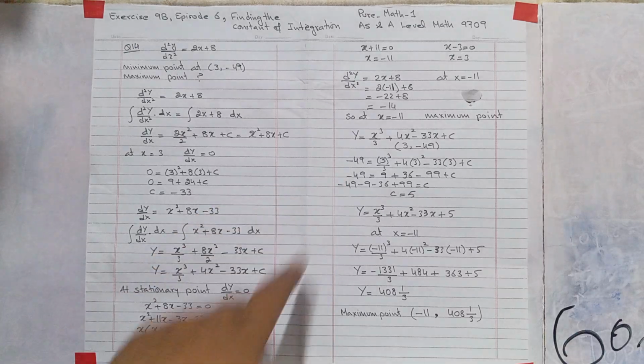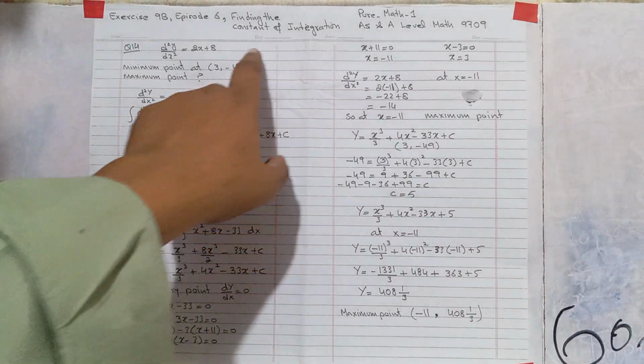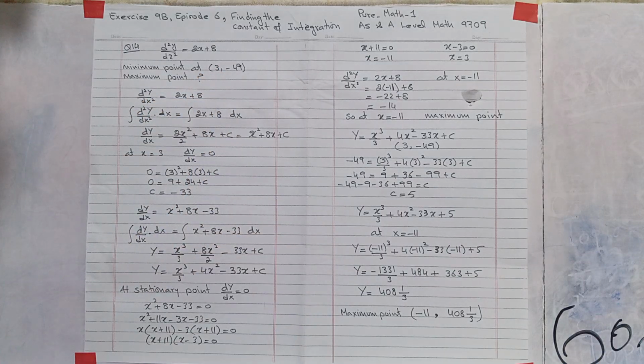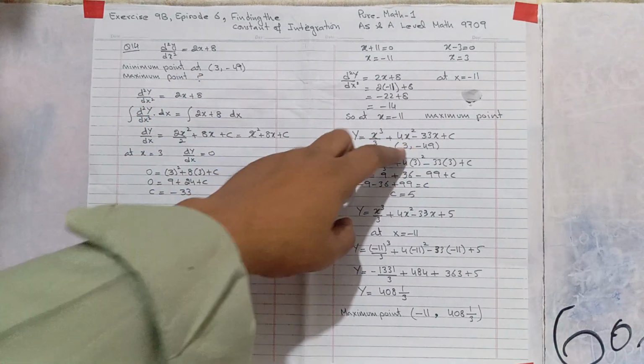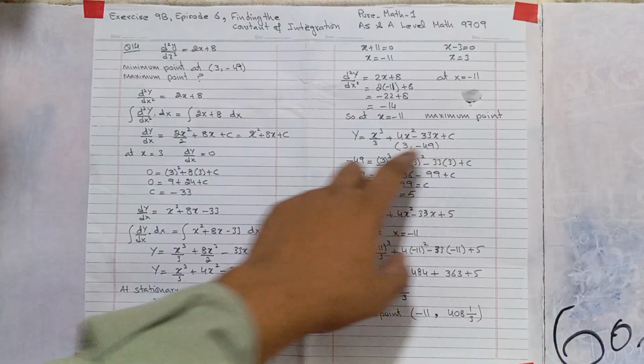So first of all, the equation of the curve, which still has a c in it, I will put this first, the minimum point there to find out the value of the c. So in the place of x, I will put 3, and in the place of y I will put minus 49 into this equation. So I brought it here.